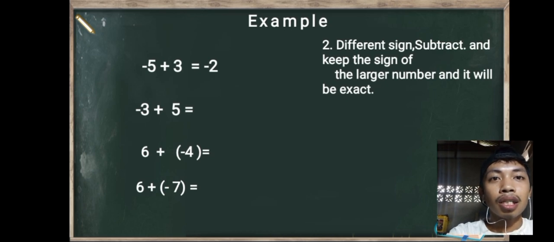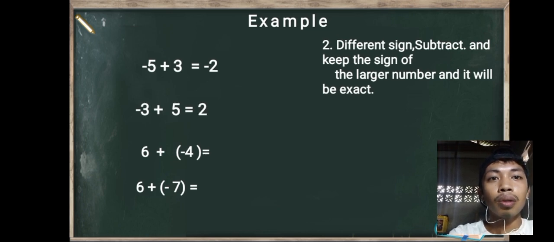The second one is negative 3 plus 5. According to the rule, we subtract the smaller number from the larger number. So 5 minus 3 is 2. But in this case, the sign of our larger number is positive, that is positive 5. So that will be positive 2.